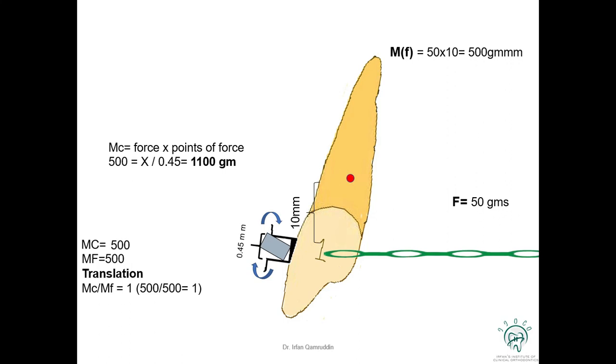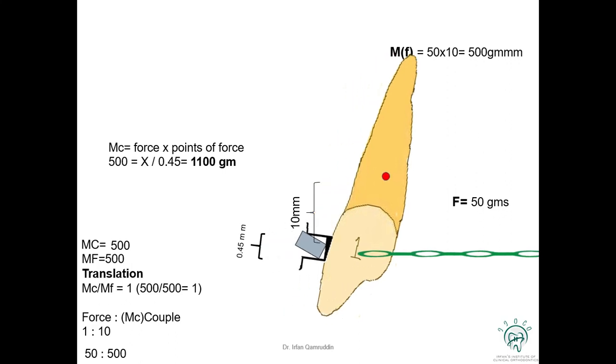For 18 mil, you will have to apply a force of 1100 grams to achieve a moment of couple of 500 gram millimeter. And if you are using a 22 mil bracket, then you will have to apply around 900 grams of force to achieve the same amount of moment of couple. If you want to see the ratio, here the force we used was 50 grams and the couple was 500 gram millimeter. So it resulted in translation of the tooth.